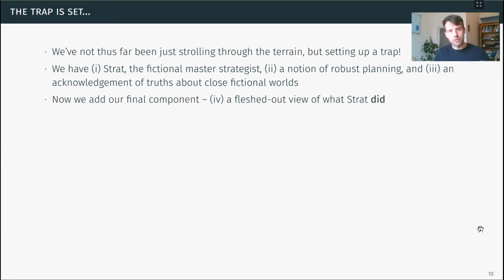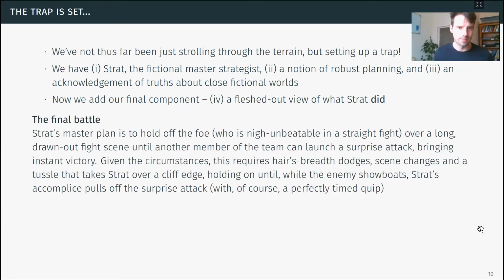Now, our final component to generate our problem is a fleshed out view of what we're going to say that Strat did in this particular fiction. And here it is. So let us suppose that Strat's master plan, in this case, is to hold off the foe, who we're going to say is nigh unbeatable in a straight fight, over a long, drawn-out fight scene until another member of the team can launch a surprise attack, which will bring instant victory. I won't give more detail to this, except for a few different points, but hopefully you can get an image of the kind of scene we're envisaging. It should be fairly familiar.